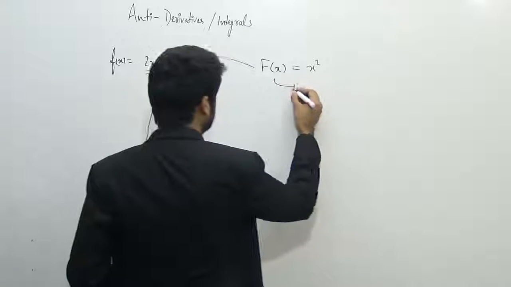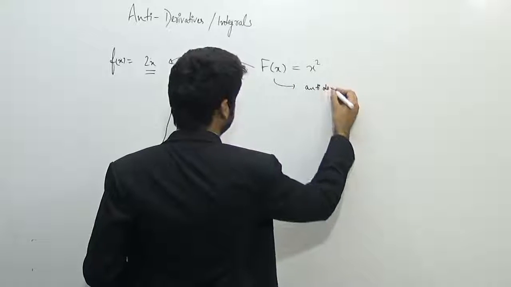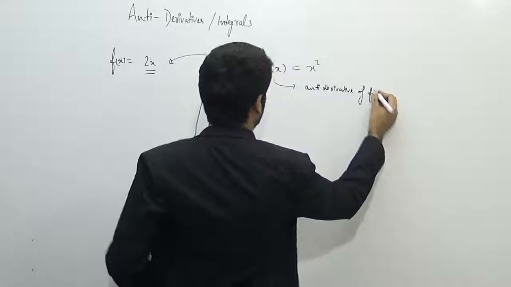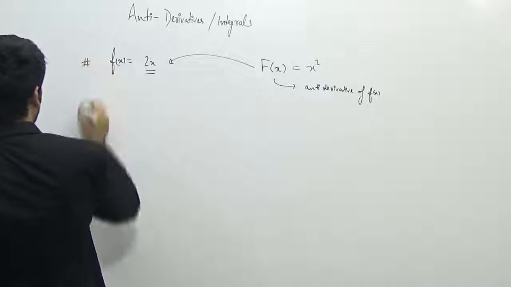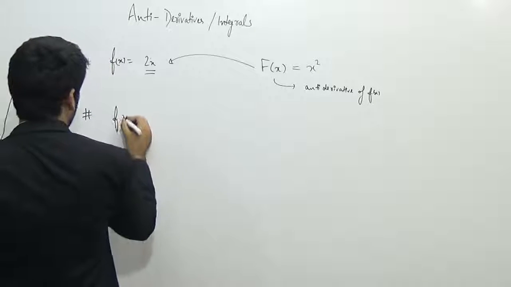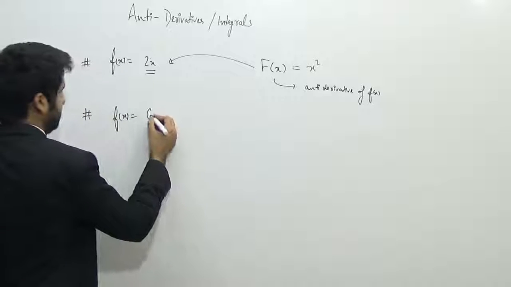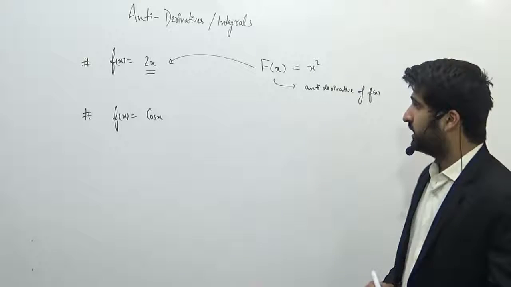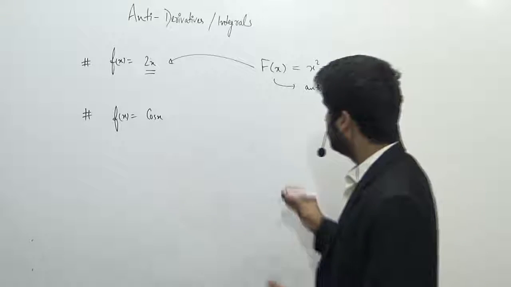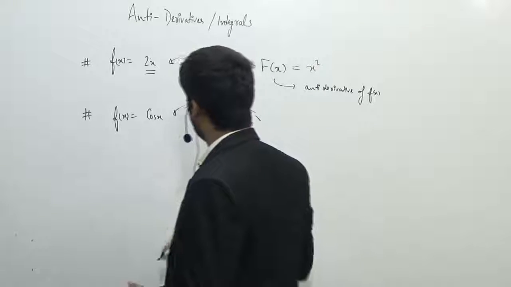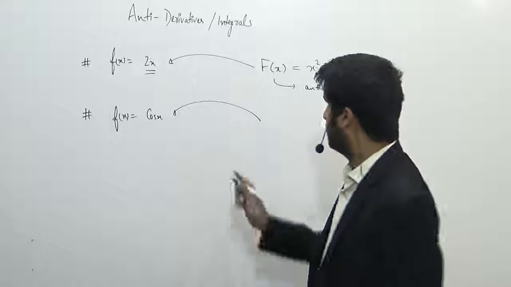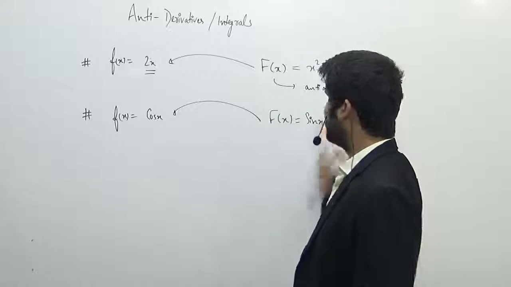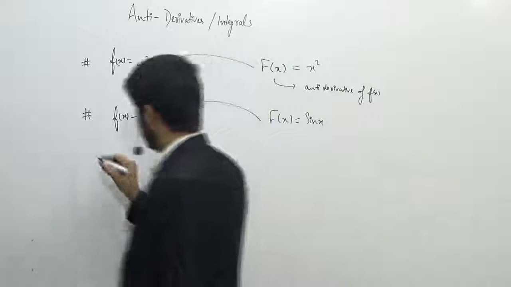So this is the antiderivative of small f x. This is the first one. Let's see the second one. f x is equal to, let's say, cos x. Now find the antiderivative of cos x. The antiderivative means such a function whose differentiation gives us cos x. We know that such a function is F x equal to sin x. Therefore sin x is the antiderivative of cos x.